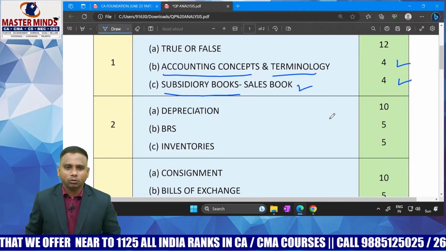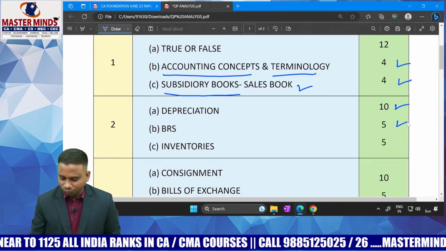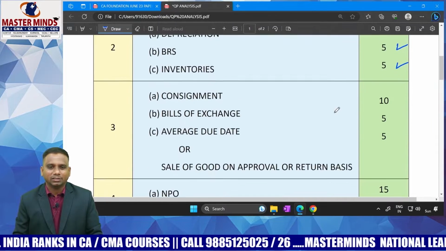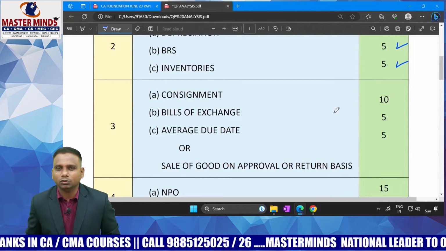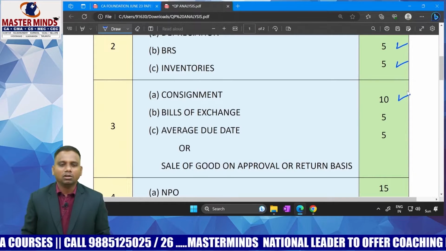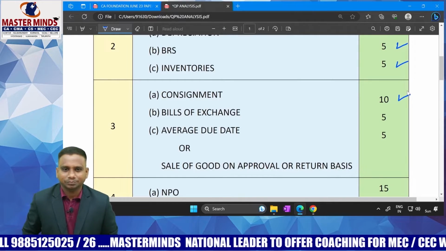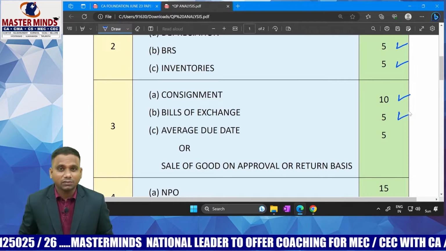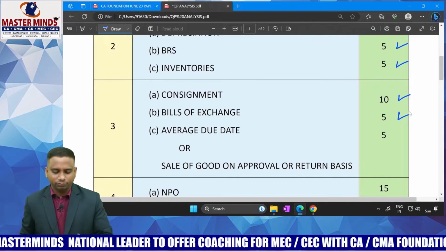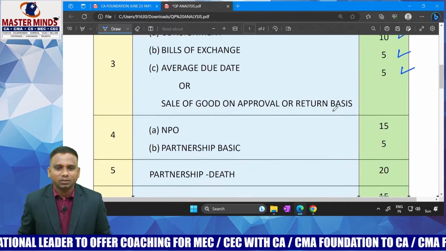Next look at question number 2. Question number 2 consists of 3 questions. First one, depreciation. From depreciation we got 10 marks, BRS 5 marks, and inventory 5 marks. Yes or no, students? Next question number 3 consists of again 3 questions, and for 1 question we have internal choice, that is consignment. We have got a question from consignment for 10 marks. Next, bill of exchange for 5 marks, average due date or sale of goods on approval or return basis. Out of these 2 you have to write 1 question, that is for 5 marks.